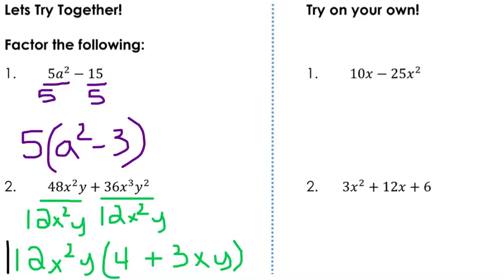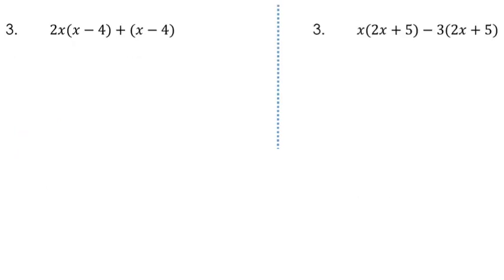Be sure to try the 2 problems on the right side of your page on your own. You'll notice that number 3 looks like it's written a little bit trickier. It's a little bit tougher to see. However, I have 2x times x minus 4 as my first term, and then I have x minus 4 as my second term. Even though we can't see it, we should know that there is a 1 in front of that parentheses. So to start, I'm looking at just what's in front of the parentheses in both of my terms.